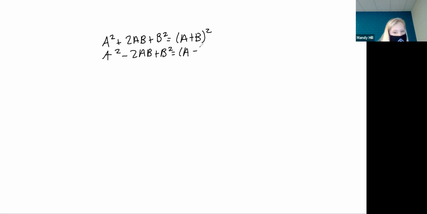Let's look at least a couple more of these. If I've got a squared plus 2ab plus b squared equals a plus b squared, these are those special cases. This one looks a little bit different. Let's do this. What if I've got 5x squared minus 10xy plus 5y squared? We're trying to factor.